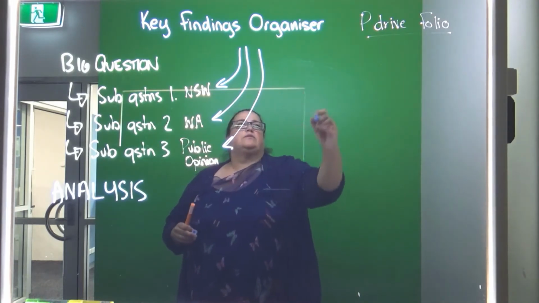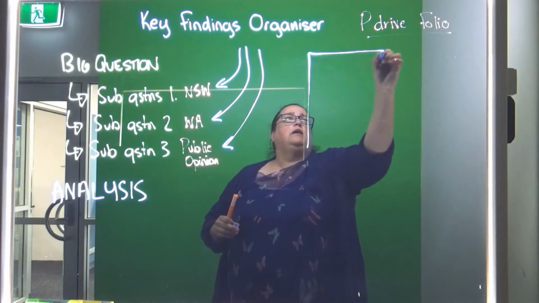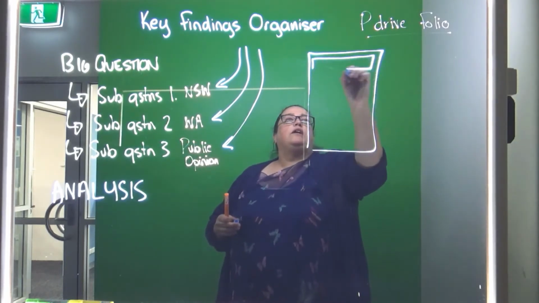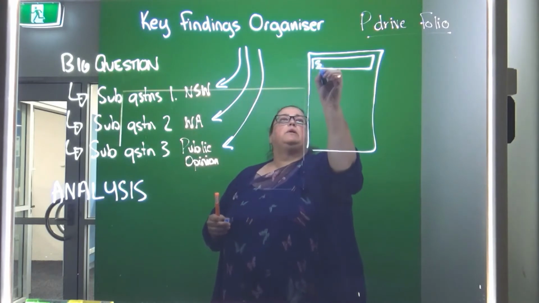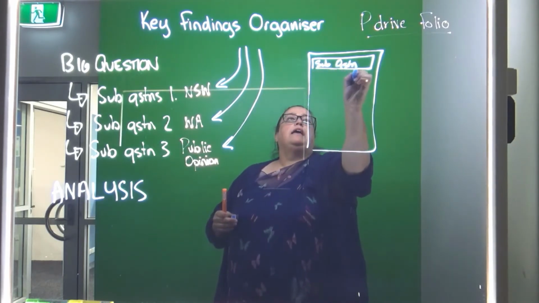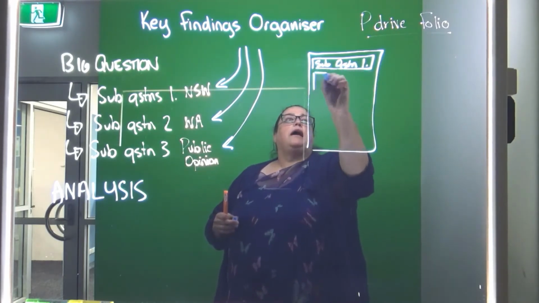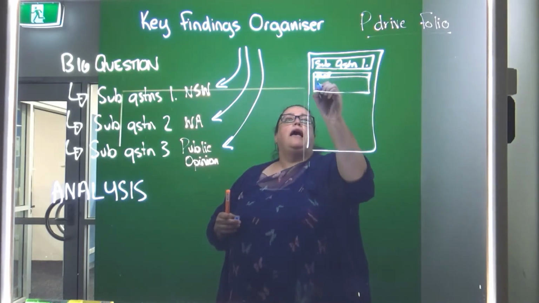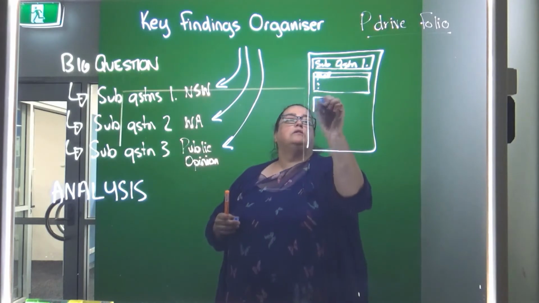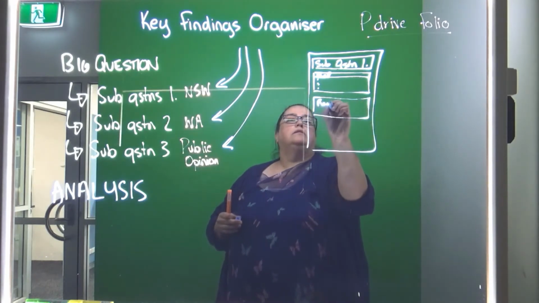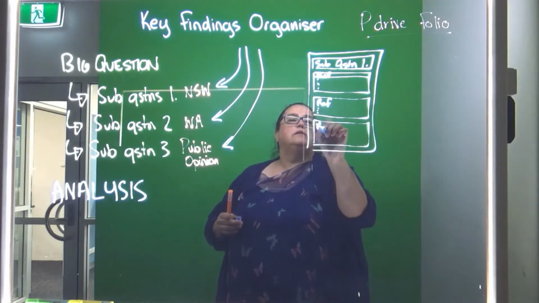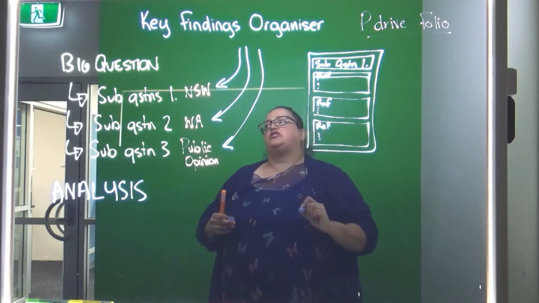So the Key Findings Organiser is a document that looks, again, like a simple table. It's got your key finding across the top, so it might be sub-question 1. It then has a space to put in reference and dot points of information, reference and dot points of information, reference and dot points of information.